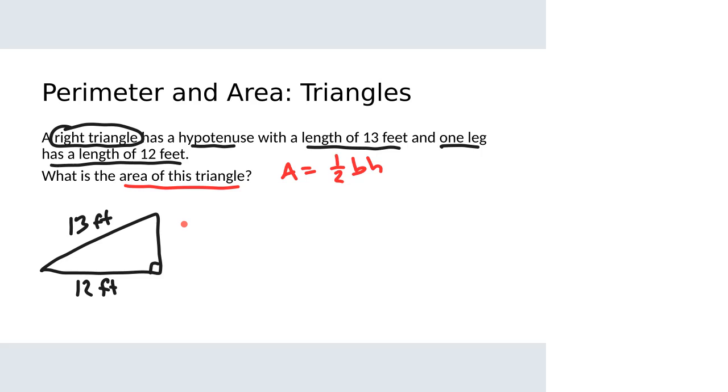Well, the area of a triangle is 1/2 times the base times the height. I know the base is 12. What I don't have is the height. How am I going to find the height? This is what makes it a math teacher's favorite type of problem. How am I going to find the height?